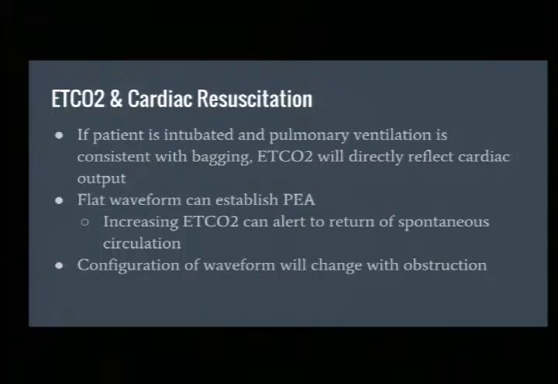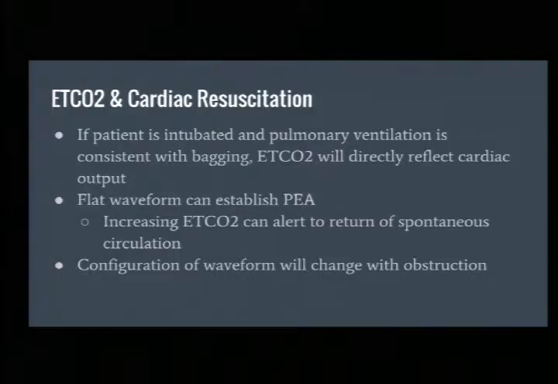A flat waveform can establish PEA, where you're not getting any cardiac output despite seeing a rhythm on the monitor. Or you're coding them, and your end tidal's 20, and your Lucas is in place, you're seeing 20, 20, 20, and all of a sudden you see 40 on the monitor. That might be where you need to pause and do a pulse check, because you likely have some return of circulation there. And your configuration will change if there's an obstruction.